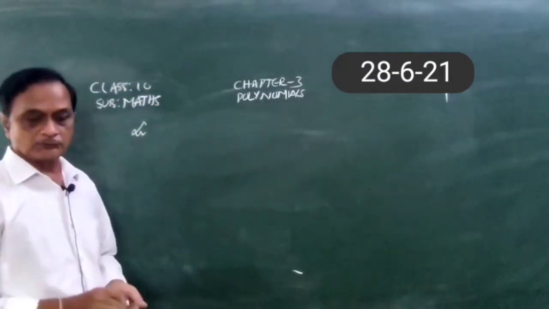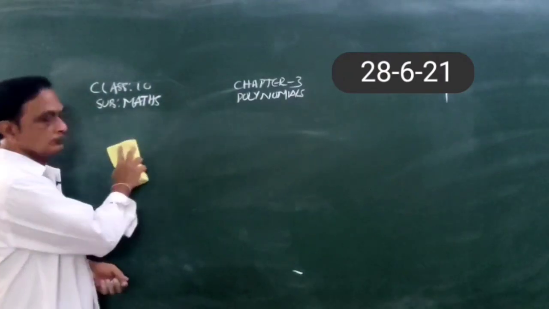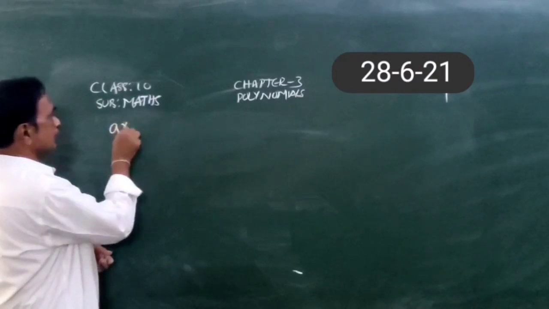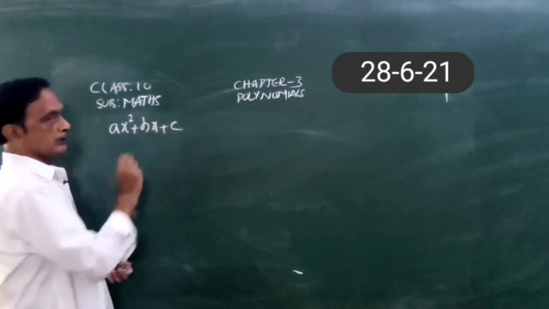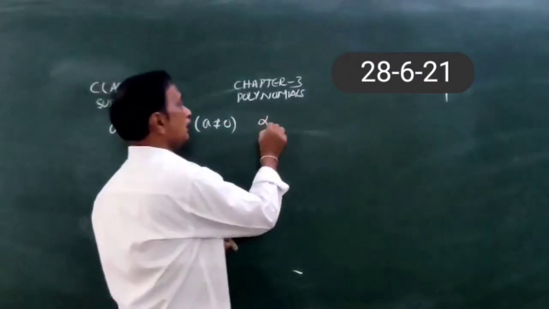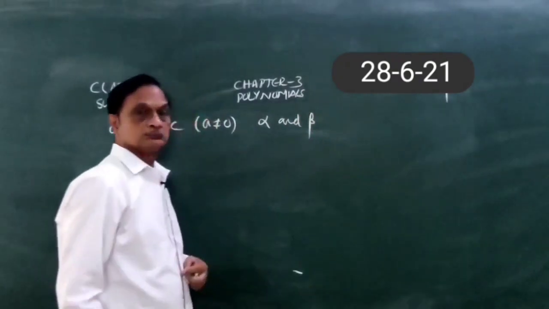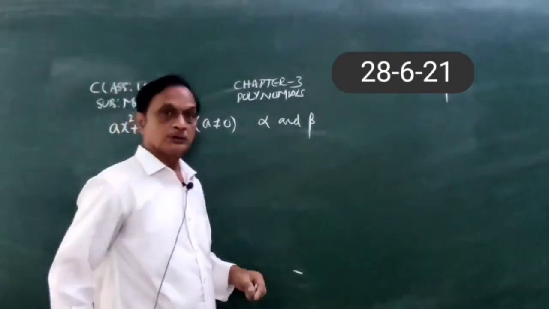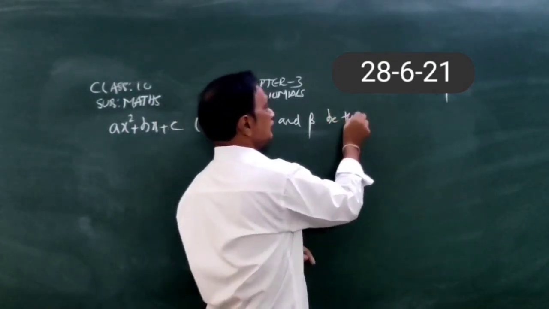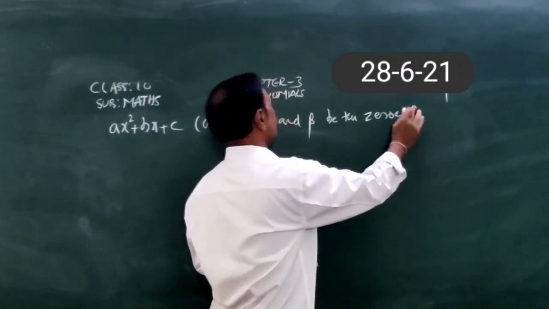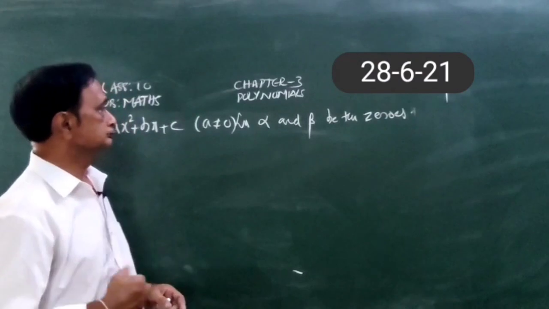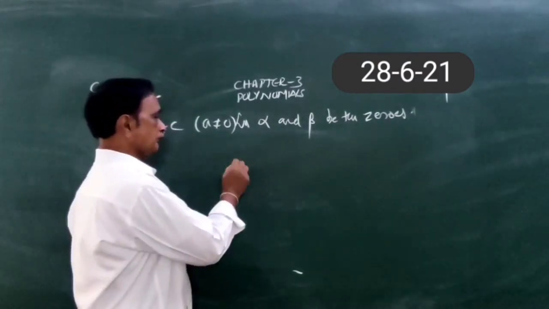We know that for a quadratic polynomial we have two zeros. So let the given quadratic polynomial be ax square plus bx plus c, where a is not equal to 0. We get two zeros and they are named as alpha and beta. Let alpha and beta be the zeros of the quadratic polynomial ax square plus bx plus c, where a is not equal to 0.